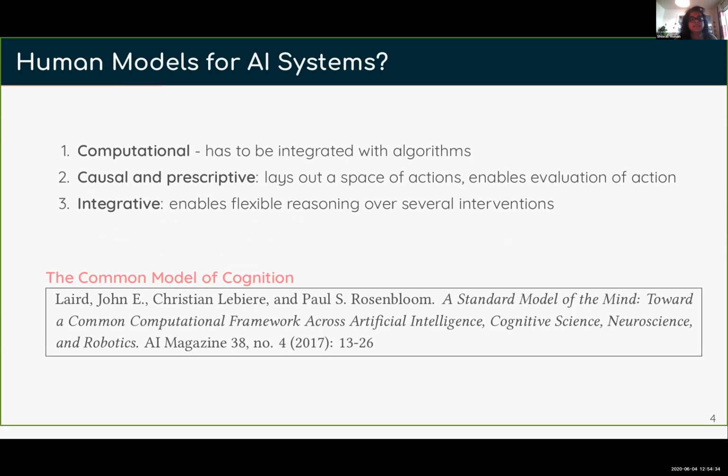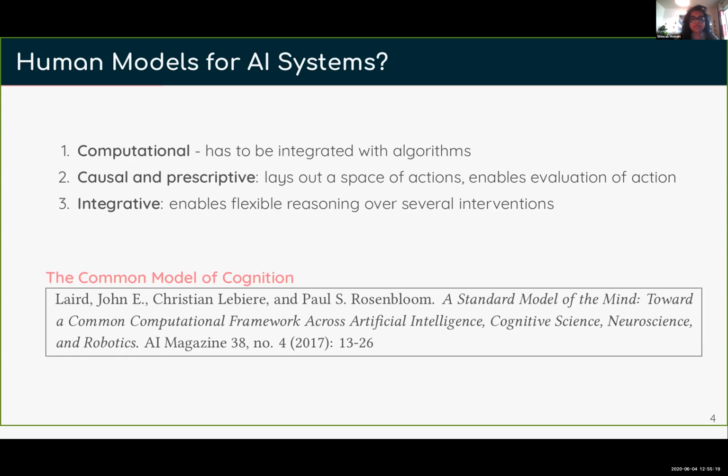So if you want to build AI systems, you have to build the good kinds of human models to be able to do this kind of reasoning. There are three characteristics for these kinds of models. One is that they're computational, because it has to be integrated with algorithms. Second is it has to be causal and prescriptive, and this is very important. You can't just describe human behavior. You actually have to lay out the what-if scenarios between actions and what would happen next, right? Because AI algorithms really need to reason about, if I did action A with this human, this is how their behavior is going to evolve, and that helps AI systems evaluate the quality of action. So the model itself should be causal and prescriptive.